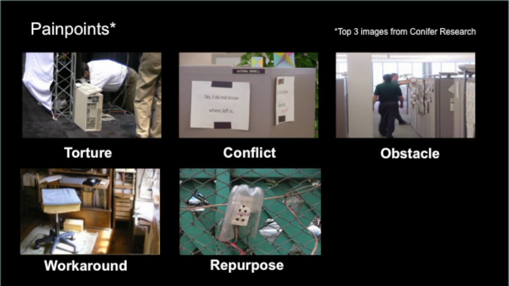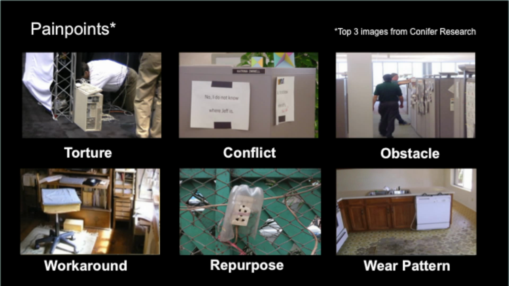Repurposing. In this example, you see a sort of plastic bottle over an outlet. This is an outlet that's outdoors. It's getting exposed to the elements. So this sort of a quick and easy fix of using a plastic bottle to create a cover for an outlet.